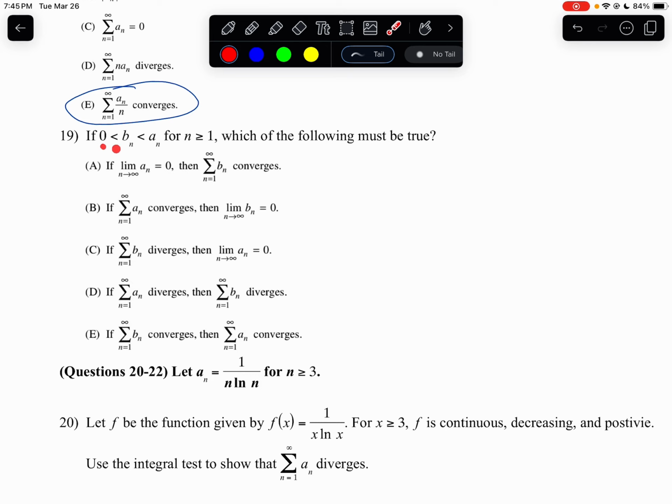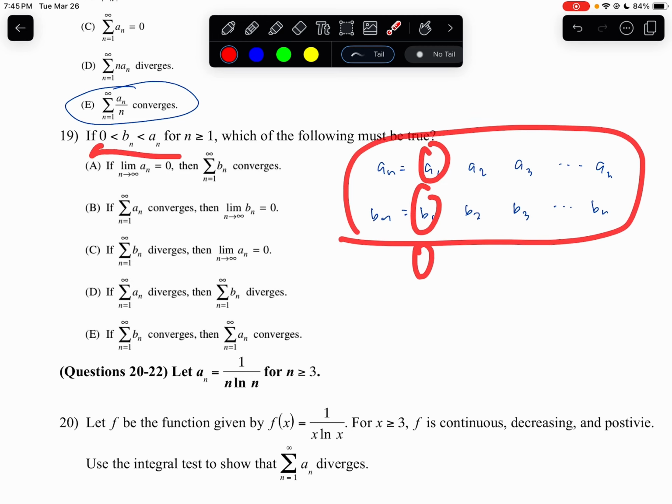So if 0 is less than b sub n is less than a sub n, for n greater than 1, which of the following must be true? So basically what this is saying is that you have a series of a sub n. So a sub n will be equal to a sub 1, a sub 2, a sub 3, and so on and so forth to a sub n. B sub n will be equal to the first term of b, the second term of b, the third term of b, the nth term of b. So for every n greater than 1, this term will be larger than this term, and then these are all positive, so all these are greater than 0. This term will be greater than this term, so on and so forth.